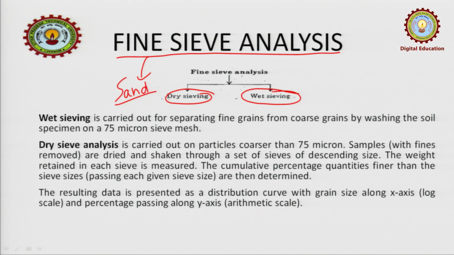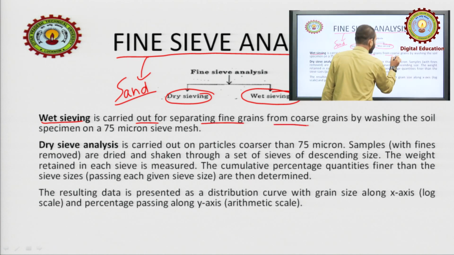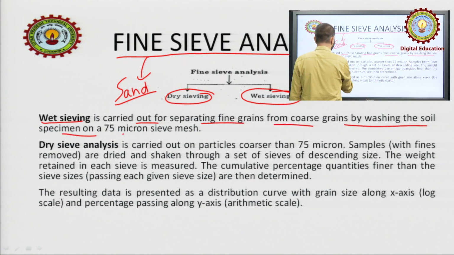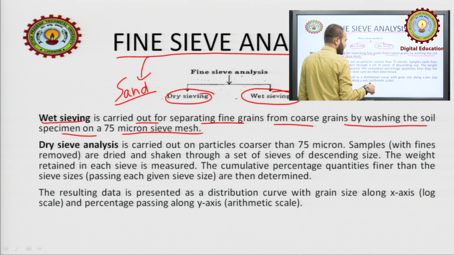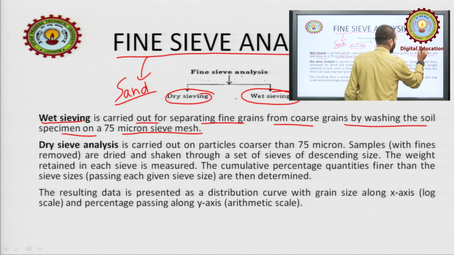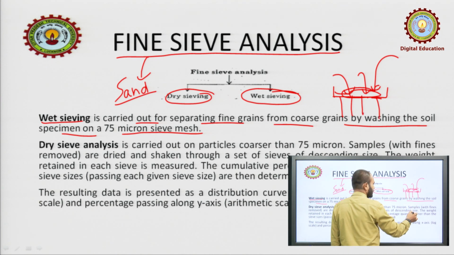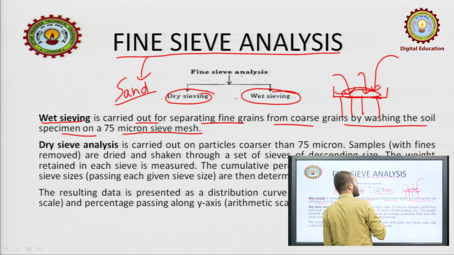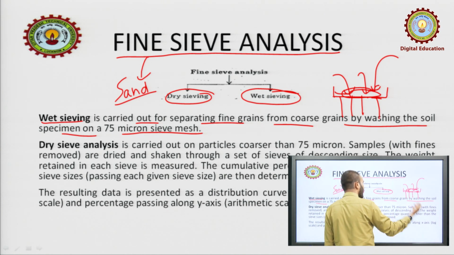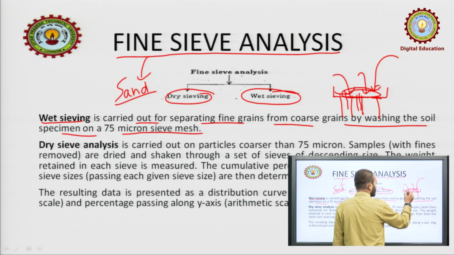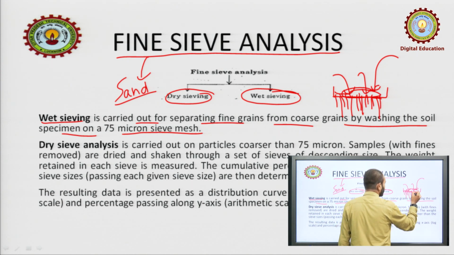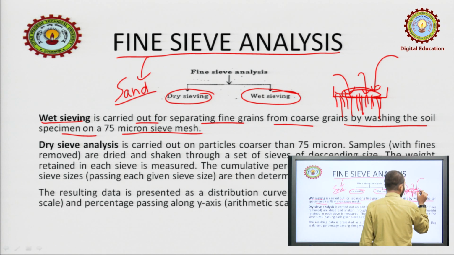Now what do these two mean? Wet sieving is carried out for separating fine grains from coarse grain by washing the soil specimen on a 75 micron sieve mesh. Suppose this is a 75 micron sieve. Put this soil in it and wash it with water. Water will obviously leave, and those particles which are smaller than 75 micron, which are actually fine grained, will also wash out with the water. Hence what will remain here? The coarse grain only.